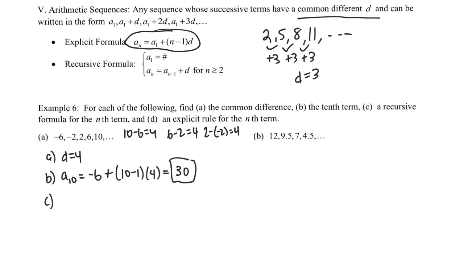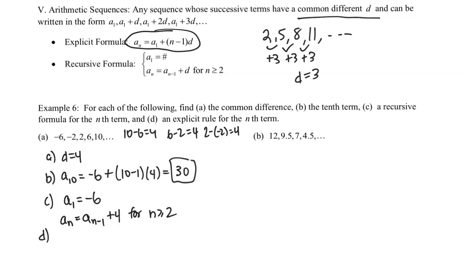Okay, letter C, the recursive rule. In order to give this formula, we need to first give the first term, which is a sub 1 equals -6. And then a sub n is going to equal a sub n minus 1 plus our difference. And that formula is going to be valid for n greater than or equal to 2.